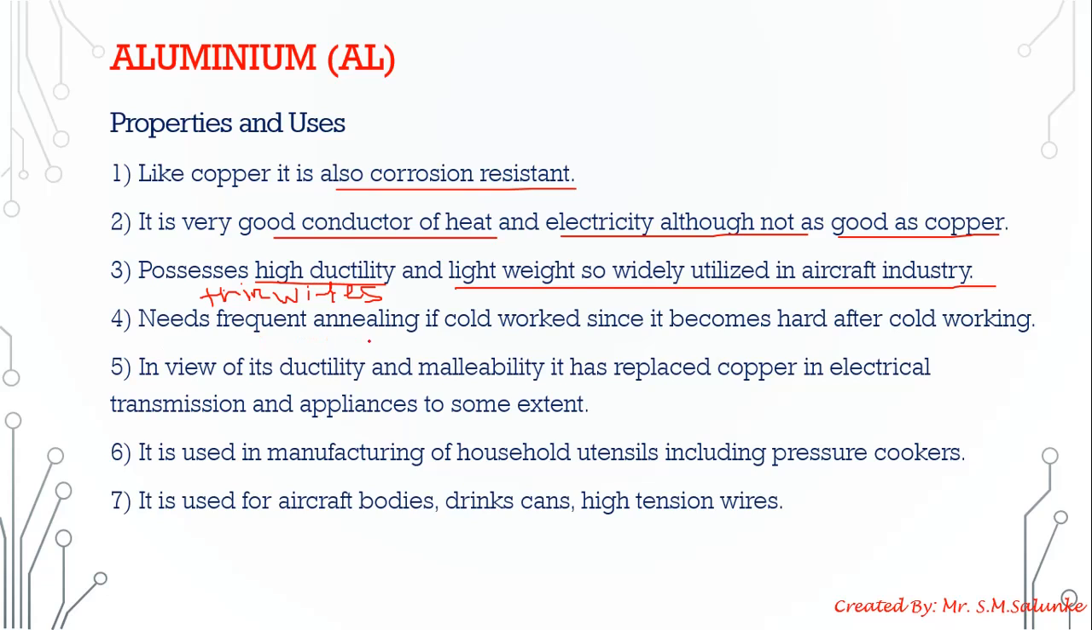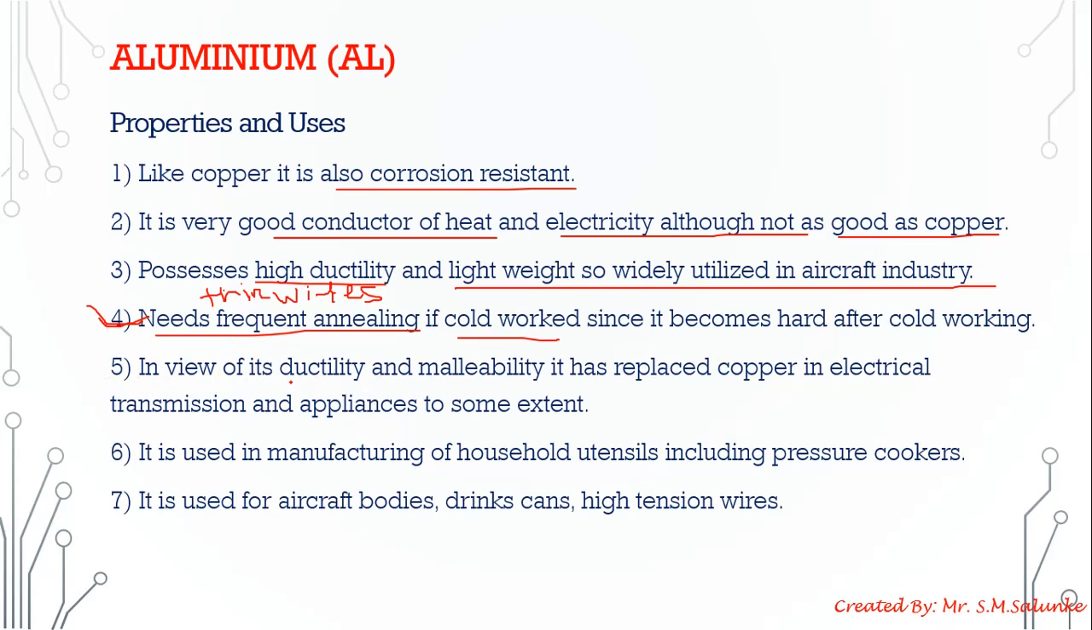Next, it needs frequent annealing if cold worked, since it becomes hard after cold working. Annealing is a heat treatment process. We'll look at it in our unit number 6. As of now, just remember that aluminum requires frequent annealing if cold worked, that means if it is worked at normal temperature, because it becomes hard after cold working. What annealing is and how it affects cold working, we will study in detail in unit number 6.